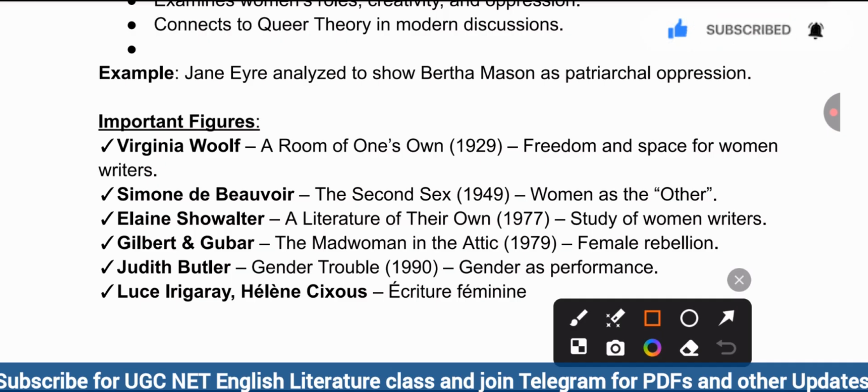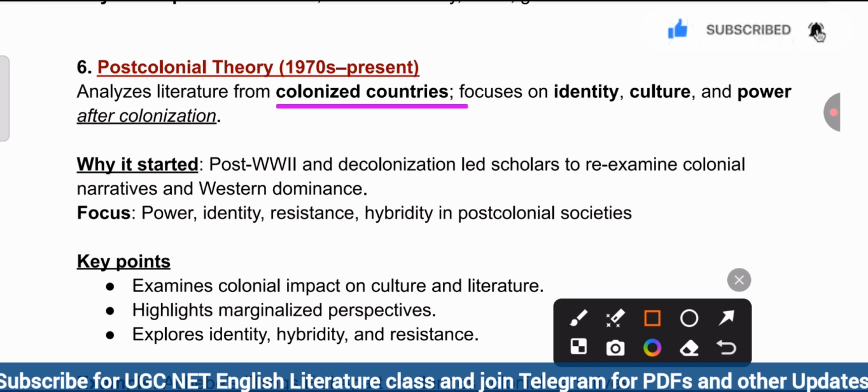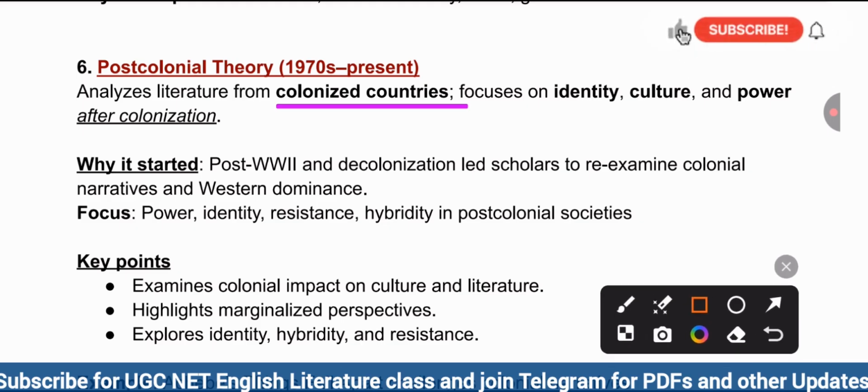Okay, now let's move to the next. Another one we have is post-colonial theory. 1970s till present time, post-colonial theory analyzes literature from colonized countries. For example, we were colonized by the Britishers. So in post-colonial theory, if there is something mentioned, you can simply go back to that era where a country was colonized by some other country, and how the situations were at that time and what conditions were faced by the people. We will analyze everything on the basis of that colonized situation. Okay, so this is what it means.